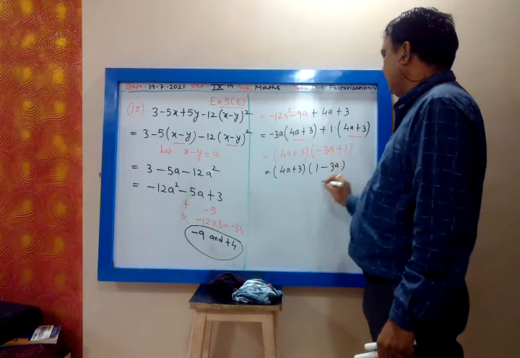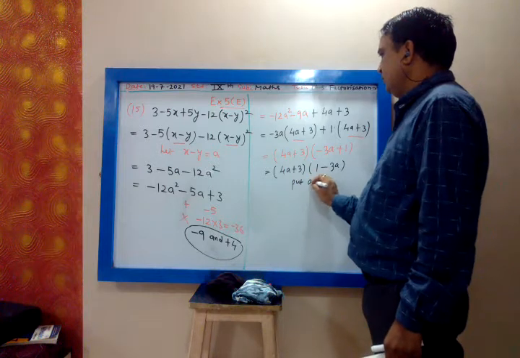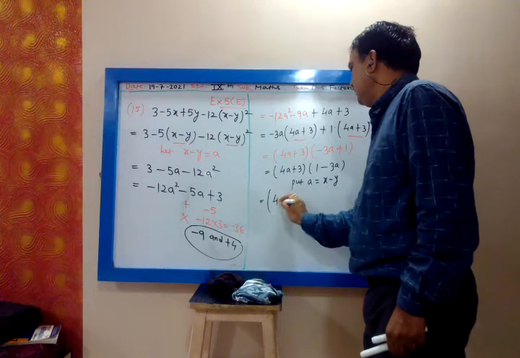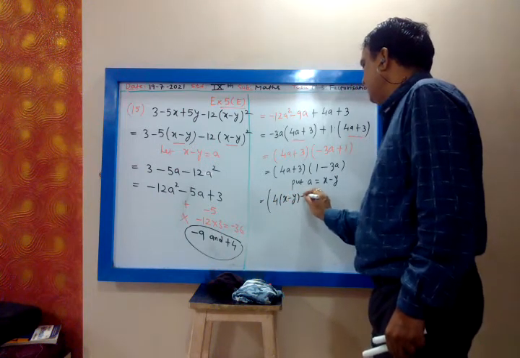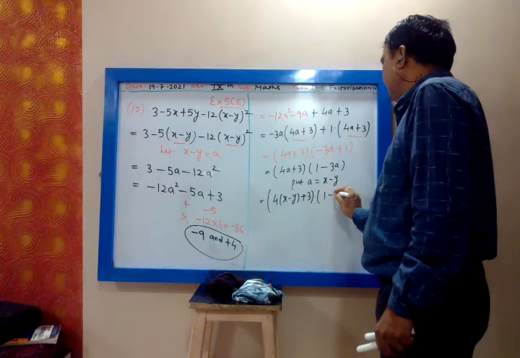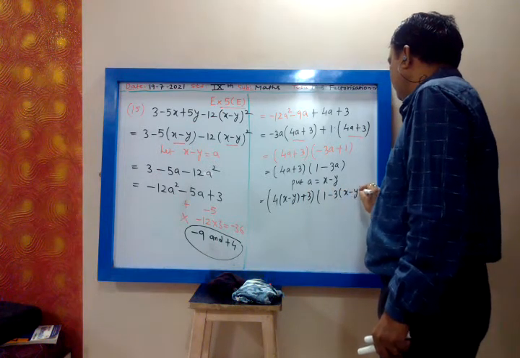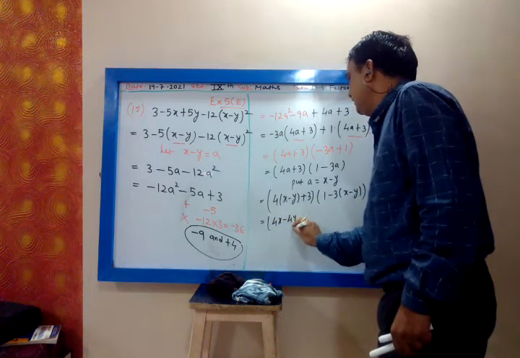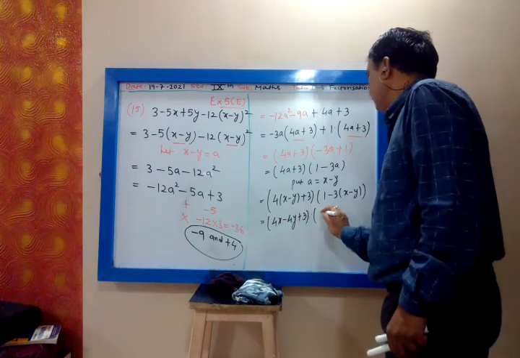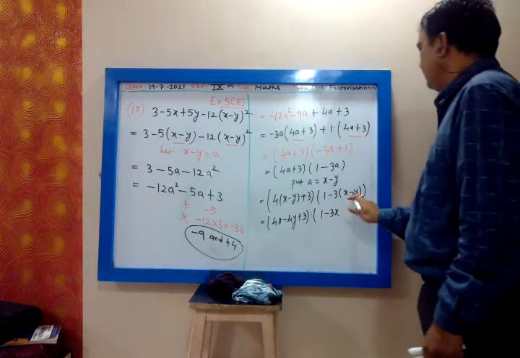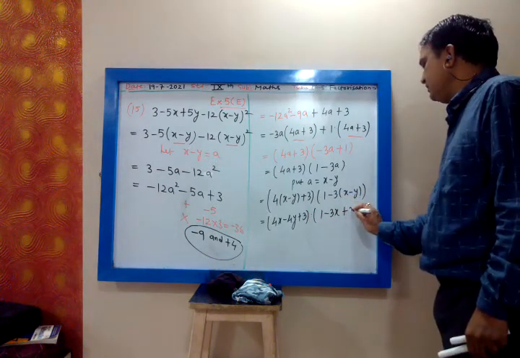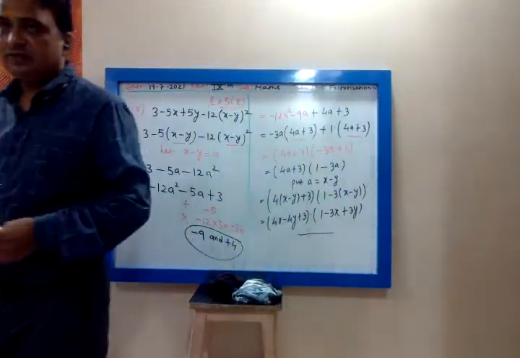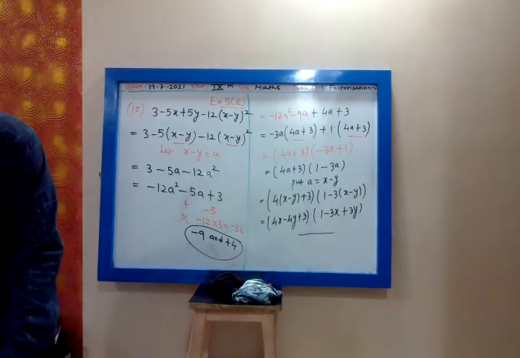Now put the value of a, a is equal to x minus y. So you will get 4 into (x minus y) plus 3 into 1 minus 3 into (x minus y). So that will be 4x minus 4y plus 3 into 1 minus 3x. Then when you open the bracket, minus minus will become plus, so plus 3y. And this is the factorization.